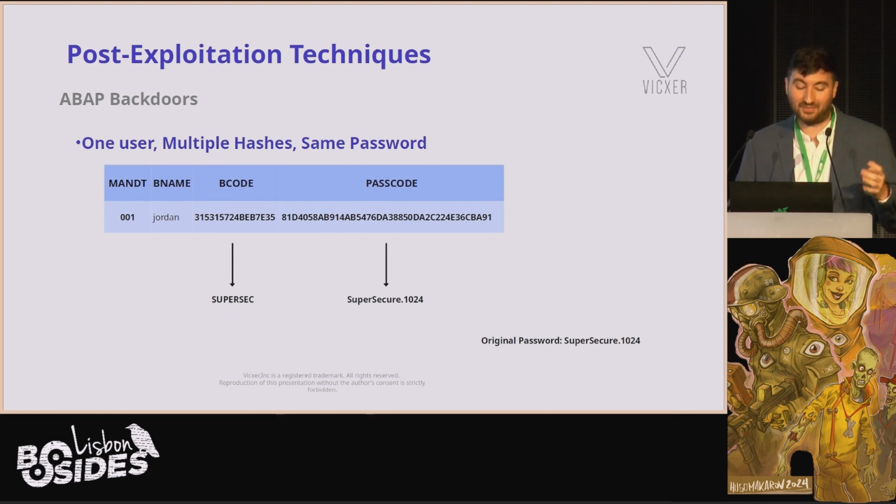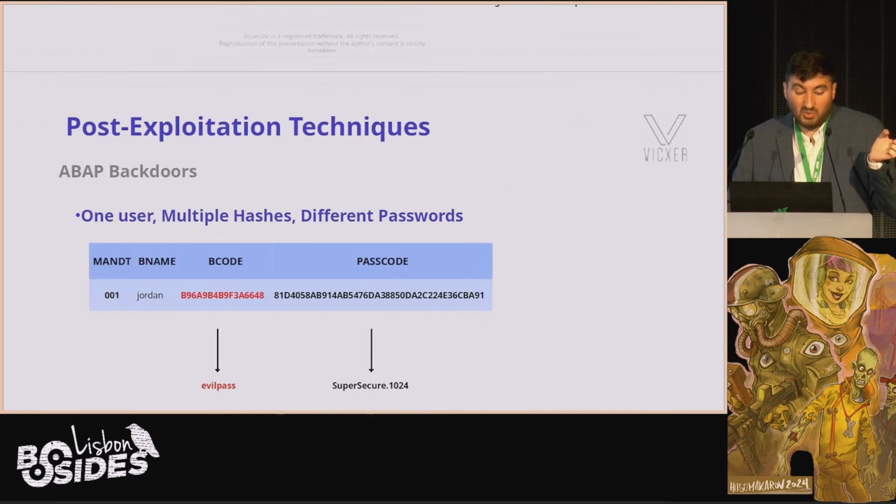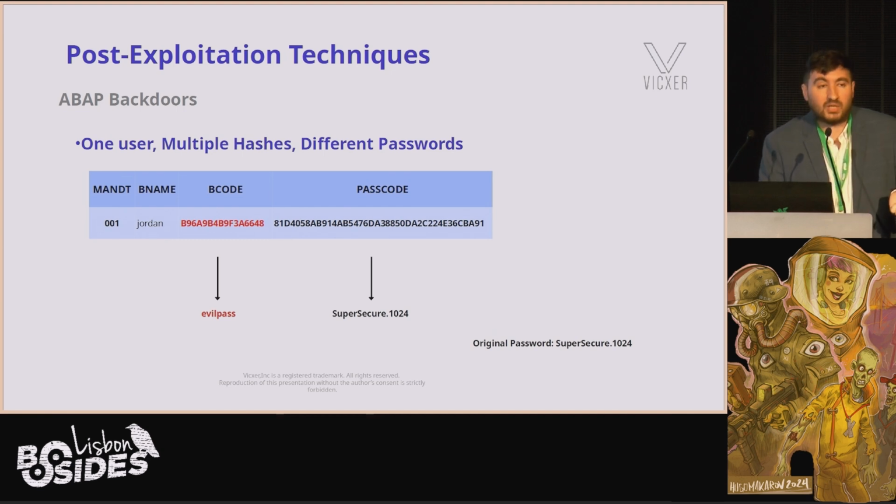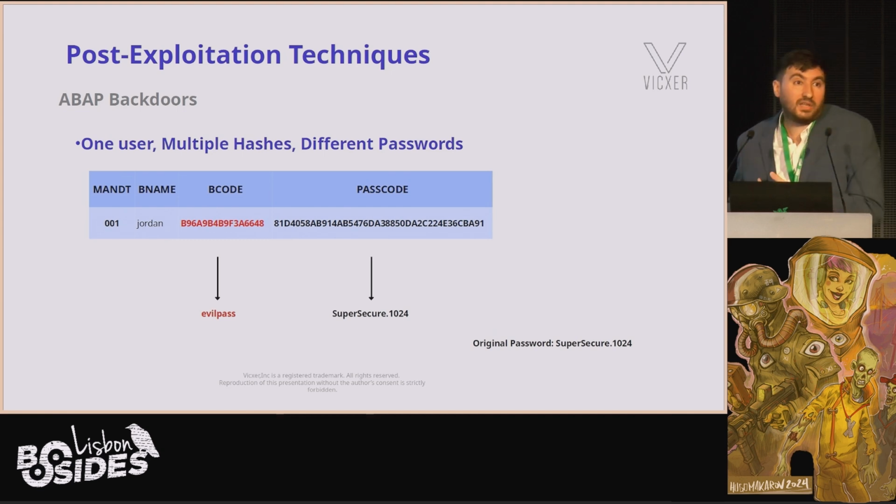This is how it will look regularly if you create a user, Jordan, with a super secure .124 password, SAP will generate it. But as the V code is only 8 characters long, it's going to truncate it. As an attacker, the only thing you do is an update to one of the files, to the V code row, and that's it. You as an attacker will be able to log in as Jordan with the password evilpass, and the legitimate user, Jordan, will be able to connect with super secure 124.